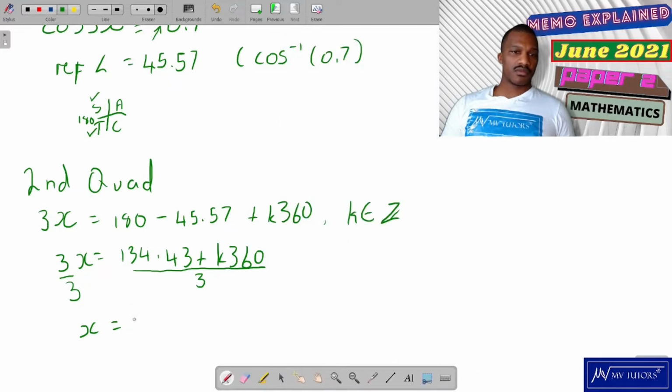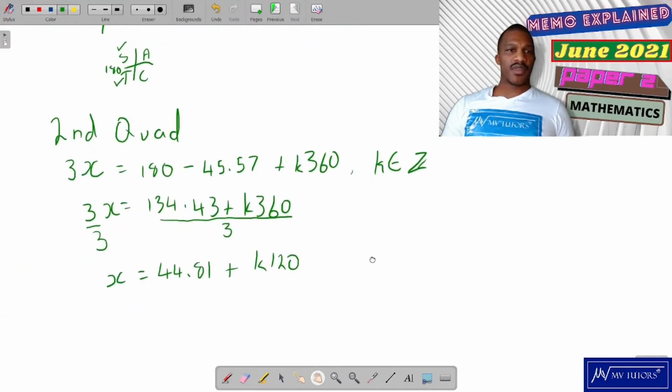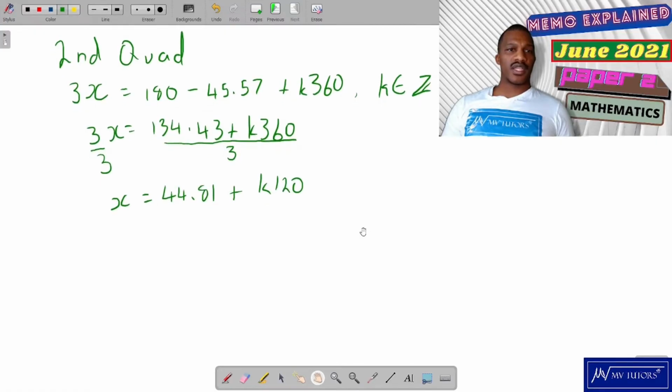44.81 plus k, 360 divided by 3 is 120. Okay, so that's our one answer. We need to do the same then for the third quadrant.